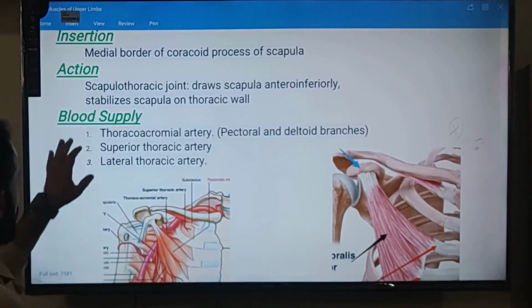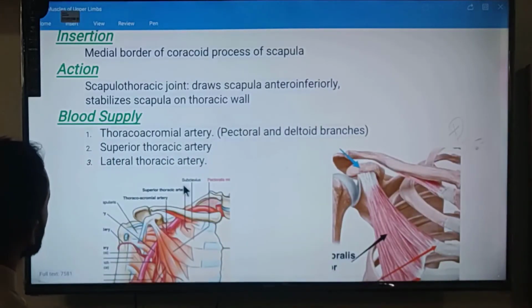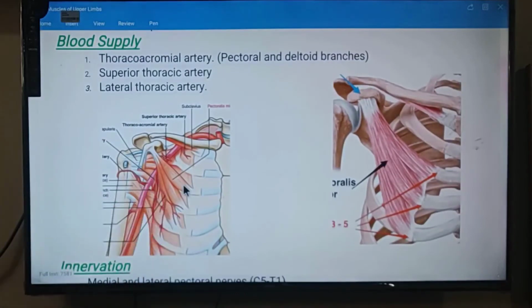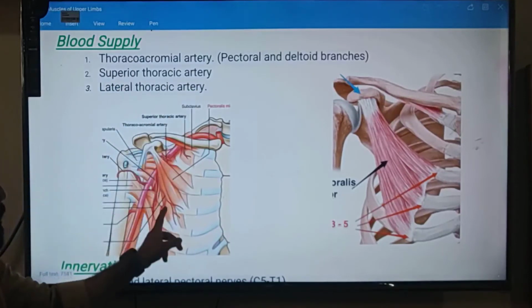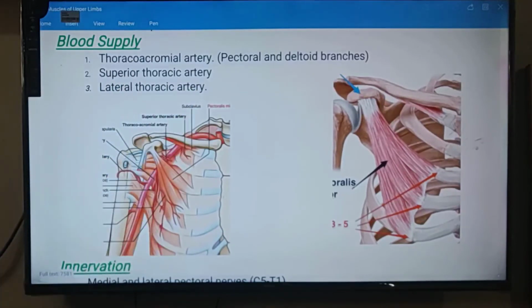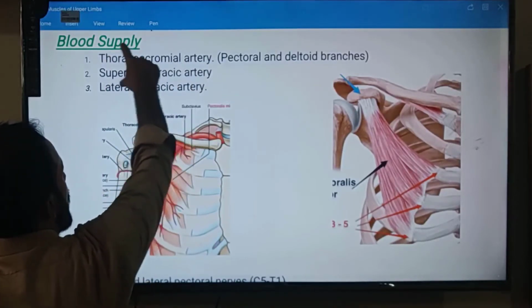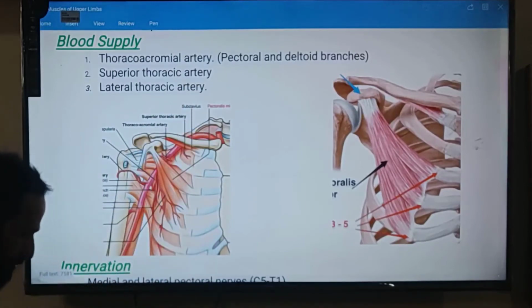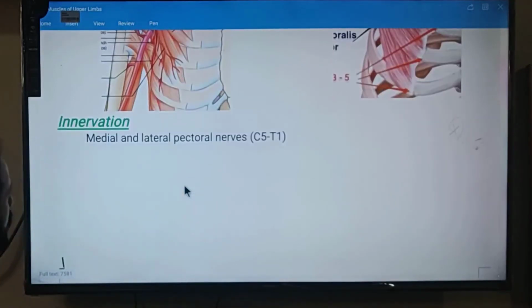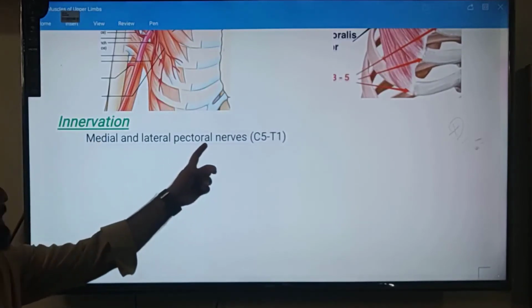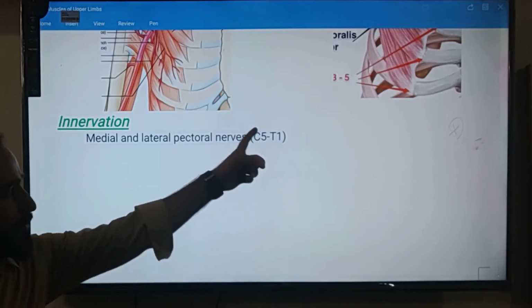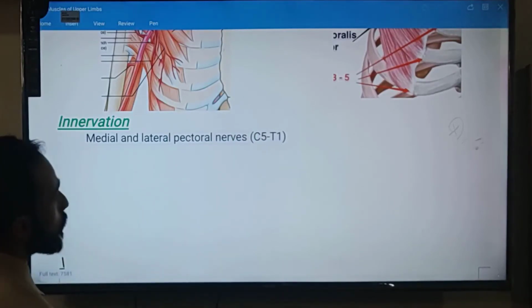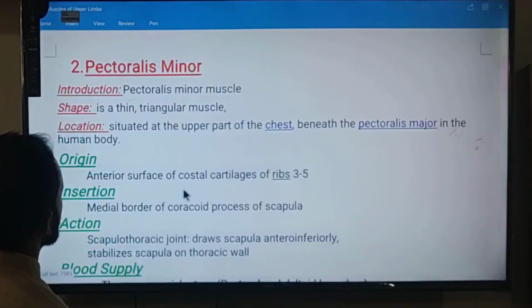Good. What is the blood supply of this muscle? Its blood supply, look, which I have shown here: the thoracoacromial artery gives branches, the superior thoracic artery gives branches, and the lateral thoracic artery gives off branches to it. So this is the blood supply of the pectoralis minor muscle, right? What is its innervation? It is innervated by the medial and lateral pectoral nerves, which come from C5, C6, C7 and T1. So this was about the pectoralis minor muscle.